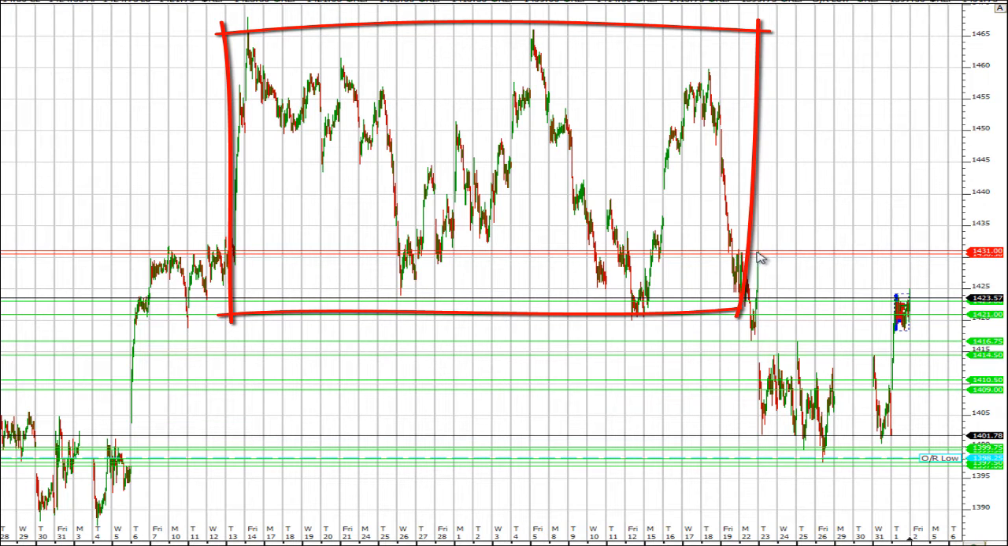So that's why this is significant. This was what took us out of this, and this is the area where this move began, and the sellers took control.